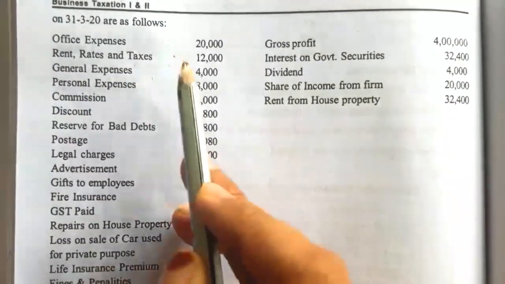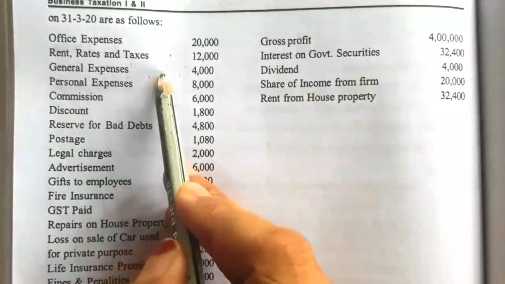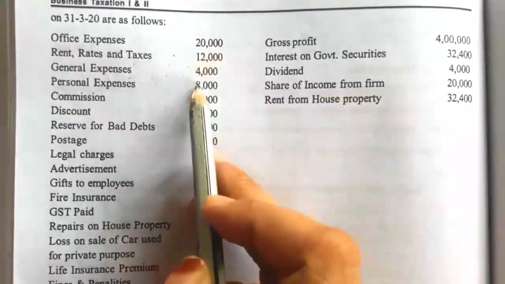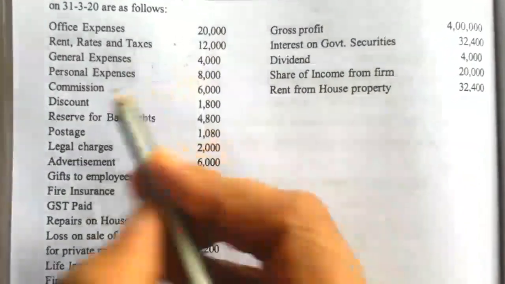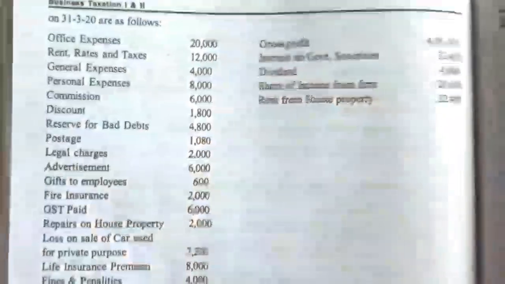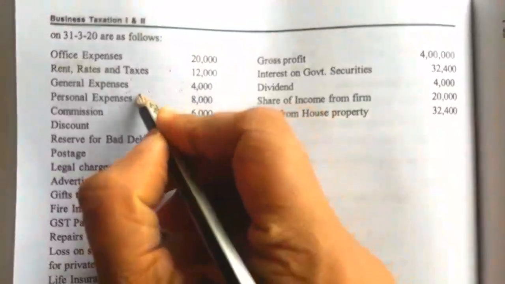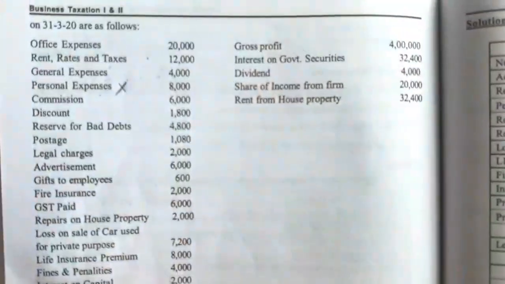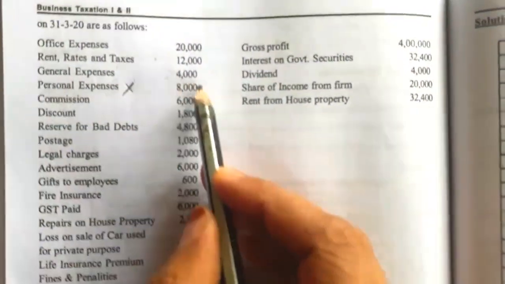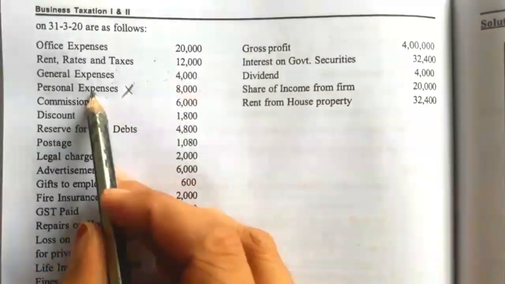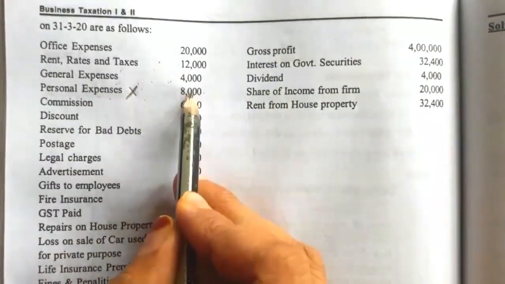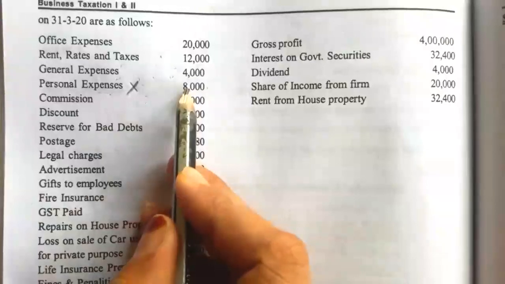General expenses are allowed. The general expenses incurred in the business for the day to day running of the business, so that is allowed. Personal expenses are not relating to business, so they are disallowed. Put a cross mark, it is disallowed. Disallowed means we have to add these expenses. Personal expenses are disallowed and this amount we have to add under disallowed expenses.